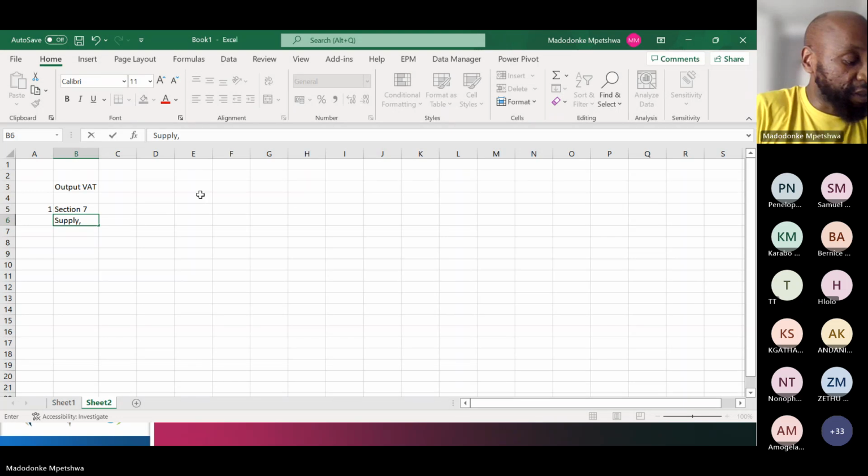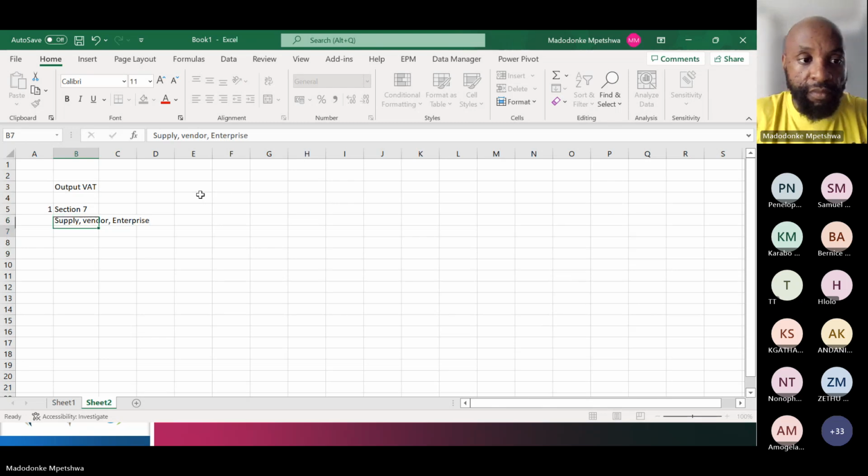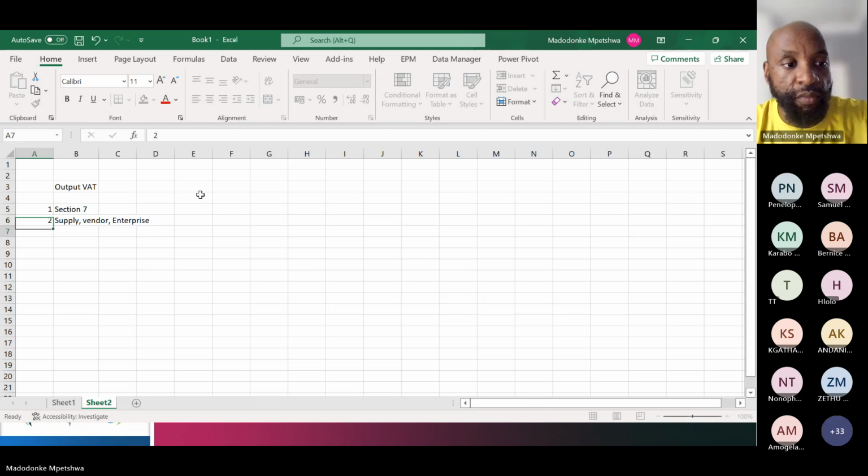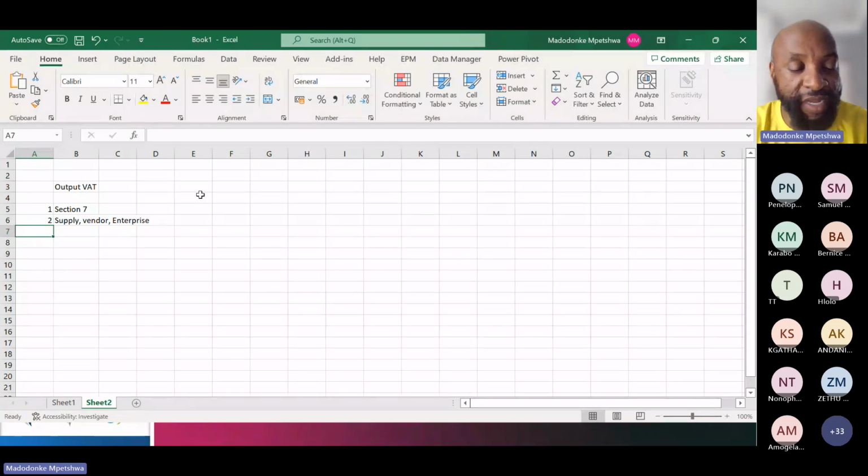But the other thing we've looked at is supply. Then I said the other word that we need to underline is vendor. And the last one that we need to look at is enterprise. Okay, so that's point number 2. So do we have a supply? Is it by a registered vendor? And is it in the furtherance of an enterprise? Let's then have a look at the definition of a vendor.